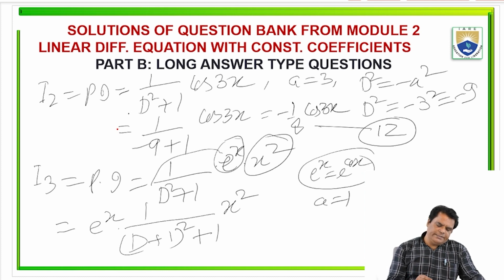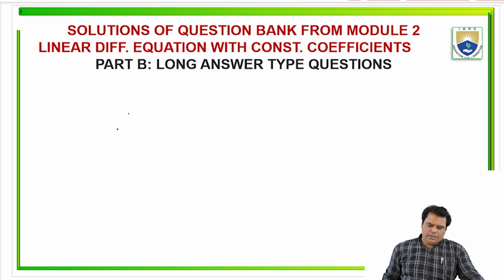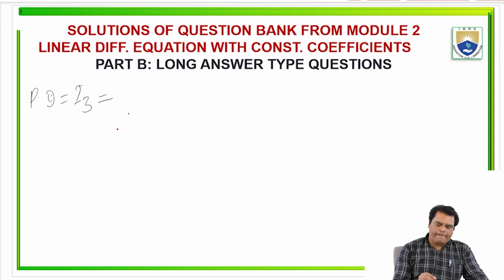Taking this function, this exponential function goes to the left-hand side. So e to the power x. Now PI of I3 equals e to the power x times (D plus 1) whole square.